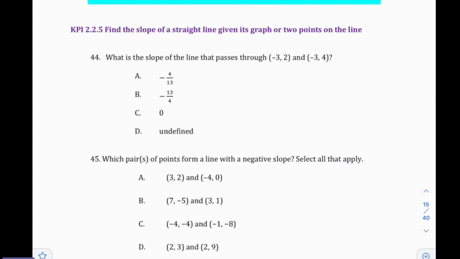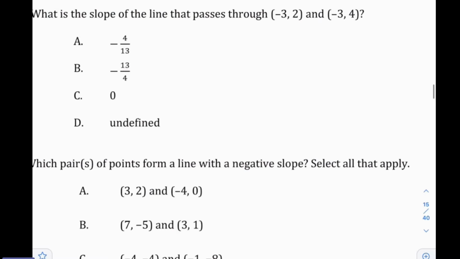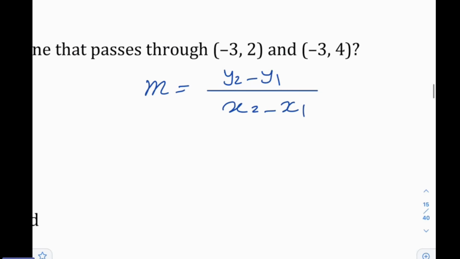The next question is talking about the slope and the slope-intercept form. So let's see question 44. What is the slope of the line that passes through these points? If you are asked about the slope, directly you can use the slope formula, which is y2 minus y1 over x2 minus x1. Remember, difference of y up, difference of x down. And we can label them x1, y1, and this is x2, y2.